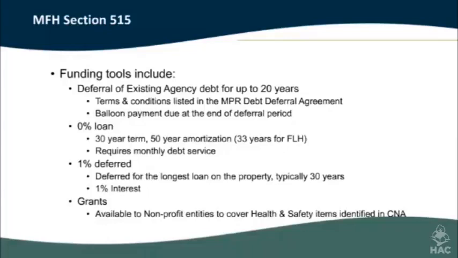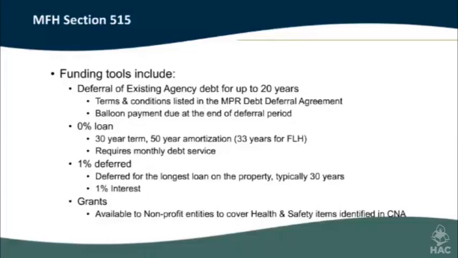Another option is a 0% loan. This loan does require monthly payments. For a Section 515 loan, it's a 30-year term amortized over 50. So again, there would be a balloon payment at the end of the 30-year period, but we would do whatever possible to preserve the housing.